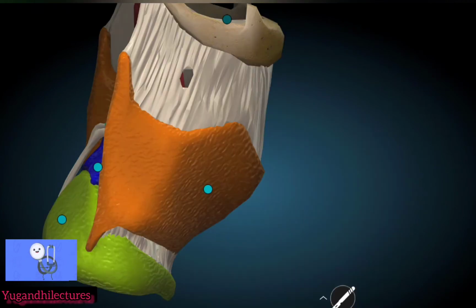Then what about the inferior cornu? It articulates with the cricoid cartilage to form the cricothyroid joint. Here you can see. This inferior cornu of the thyroid cartilage articulates with the cricoid cartilage to form the cricothyroid joint.